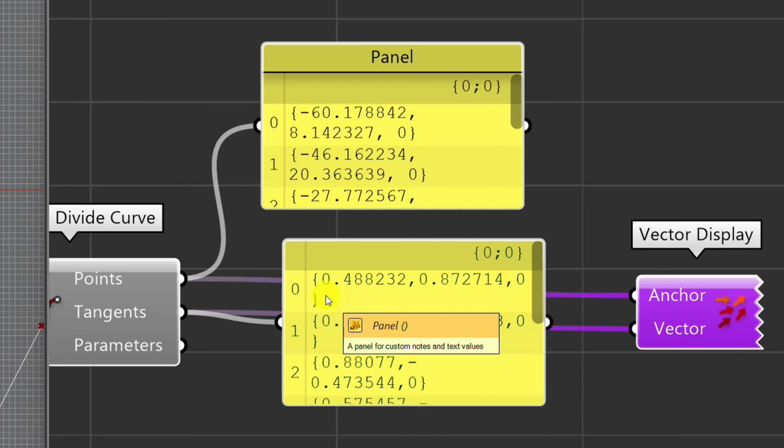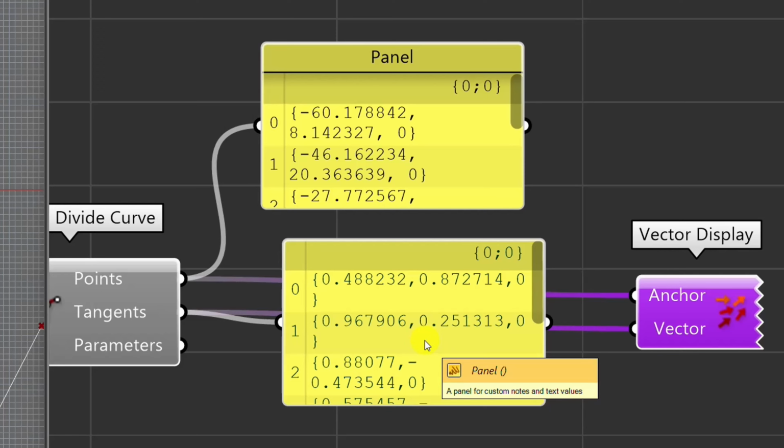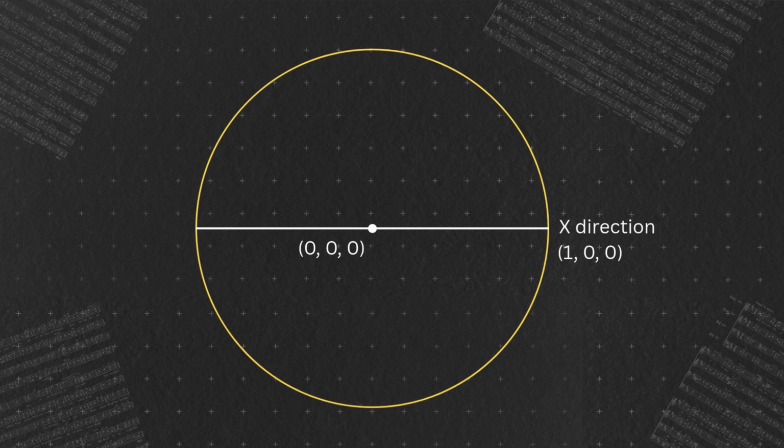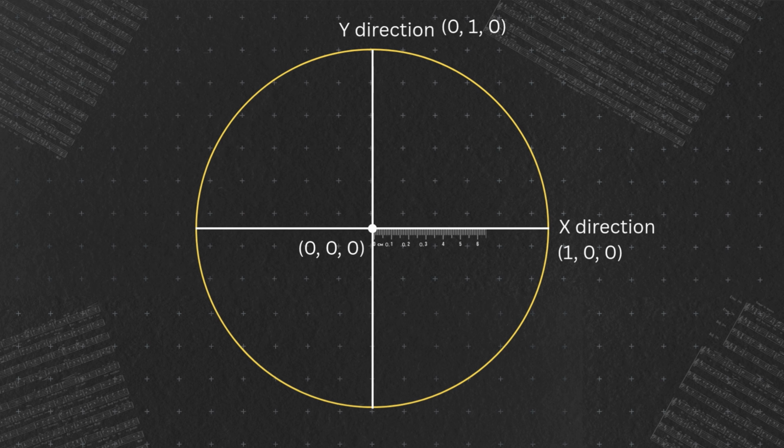So let's take the vector 0.48, 0.87 and 0. Then what does this mean? Let me explain. Let's draw a circle of 1 meter radius from the 0 point. This is the x direction, this is the y direction. In the x direction, let's divide 0 to 1 into 10 parts: 0.1, 0.2, 0.3, 0.4, it's continuous. In the same way, we will divide the y direction. Let's say you are moving somewhere like this. Then find out this direction.